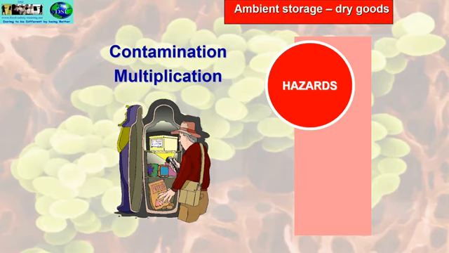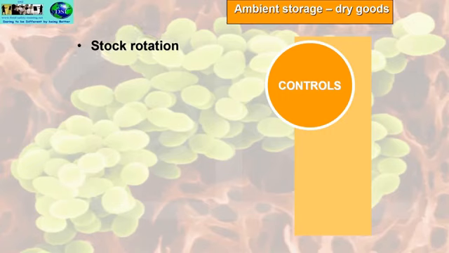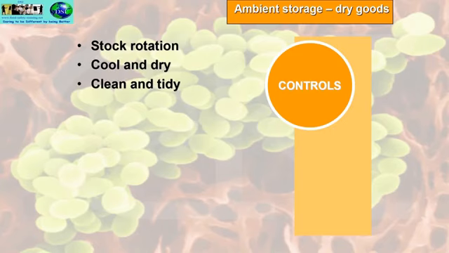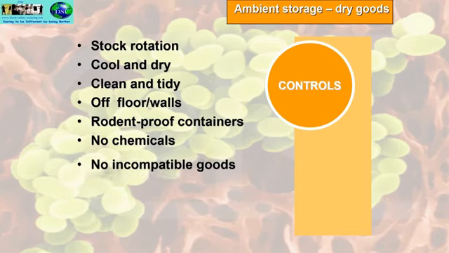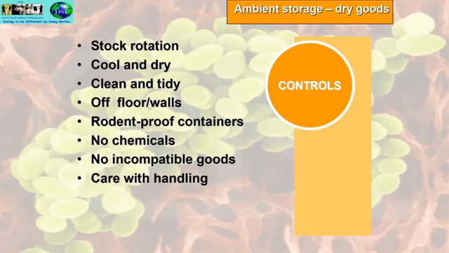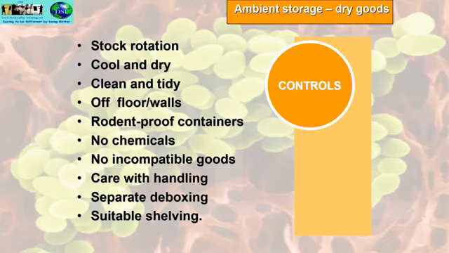So ambient storage, where we keep dry goods, the hazards there could be contamination and multiplication. So the controls in ambient storage: make sure you've got good stock rotation, first in, first out. Make sure it's cool and dry, clean and tidy, off the floor, away from walls, held in rodent-proof containers. There are no chemicals in the dry goods store, no incompatible goods, for example, onions next to fresh fruit, care with handling, separate deboxing, and suitable shelving.